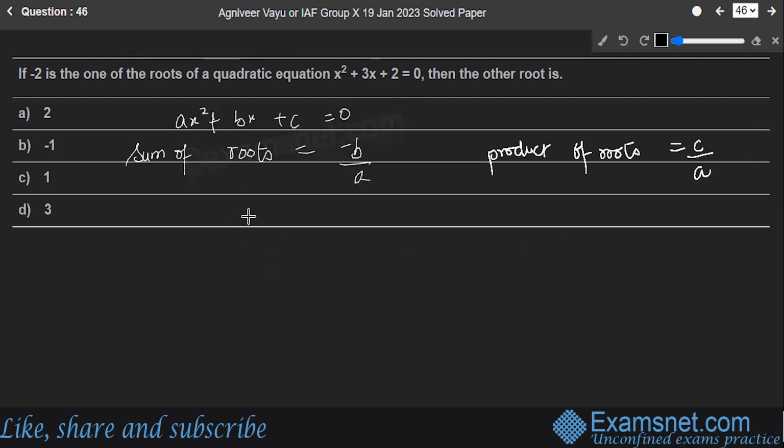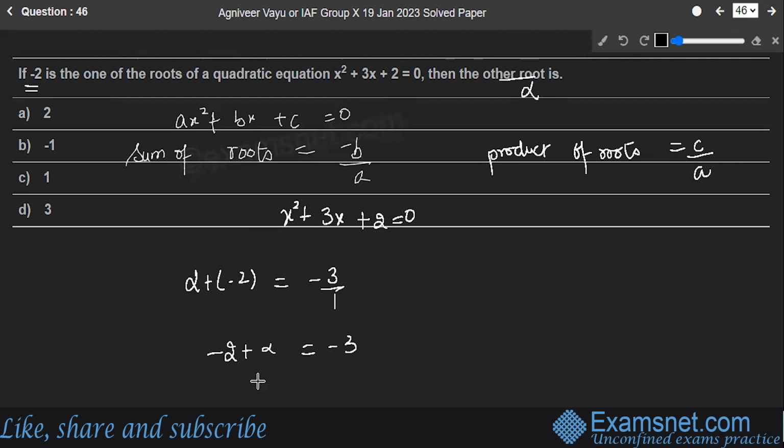Now the given quadratic equation is x² + 3x + 2 = 0. So if one root is -2, let the other root be alpha. So that means alpha + (-2) is equal to -3/1, or -2 + alpha is equal to -3, which makes alpha equal to -1. So that's it, I think we got our answer. Nothing more to do. -1, option B is the correct answer. Hope you got this. Next is question number 47.